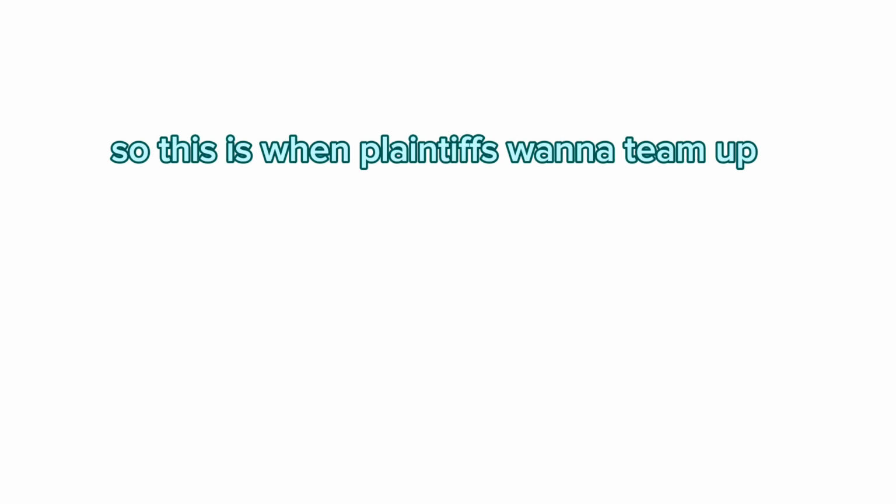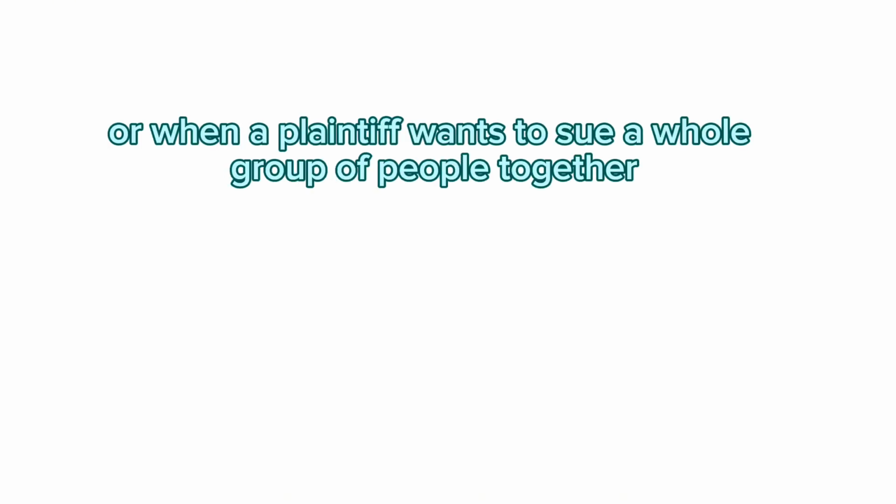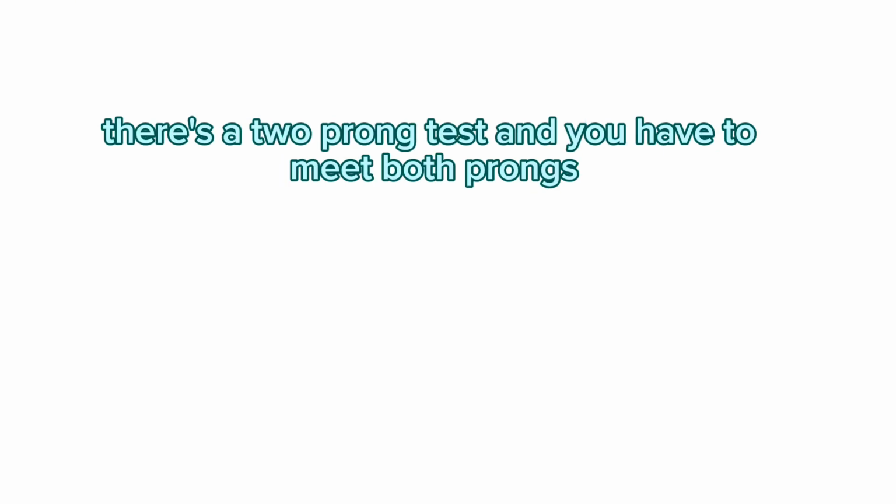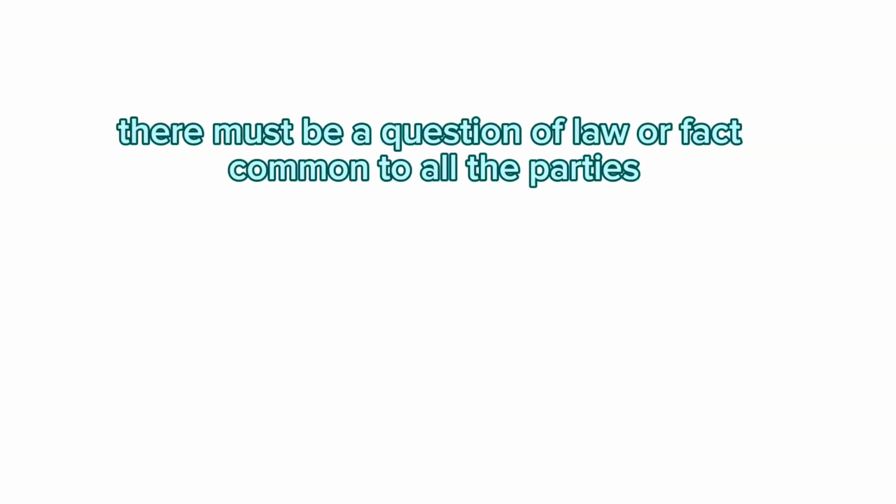So this is when plaintiffs want to team up or when a plaintiff wants to sue a whole group of people together. What's the test for this? When are you allowed to form a squad? There's a two-prong test, and you have to meet both prongs. First, all the claims for relief must arise out of the same transaction, occurrence, or series of transactions. And second, there must be a question of law or fact common to all the parties.